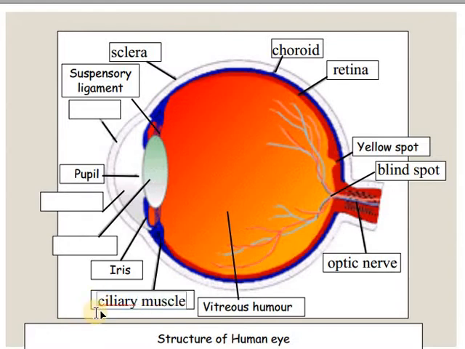Okay, this part is the ciliary muscle. The function of the ciliary muscle is to control the thickness of the lens. This lens focuses the light. The ciliary muscle connects to the lens through the suspensory ligament.